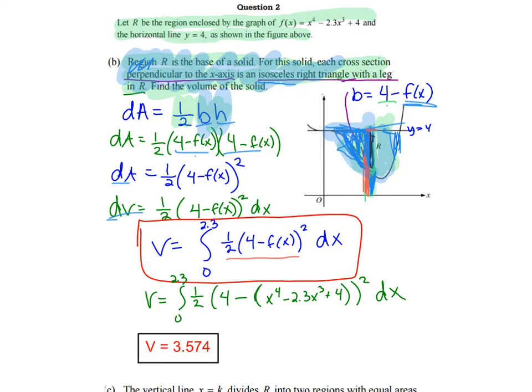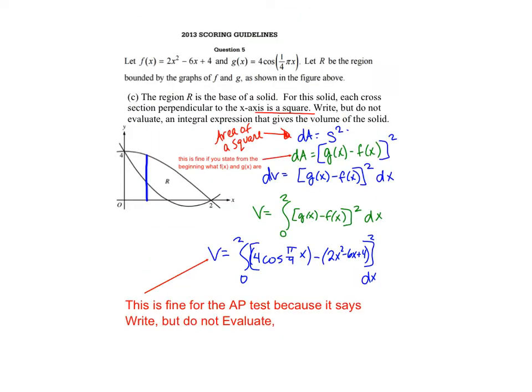So if you followed me, good job. Good job. All right, so let's move on. We're not going to worry about C. Hopefully the next one is the Washer method. Alrighty, the last problem actually isn't the Washer method one. It's kind of similar to the other one.